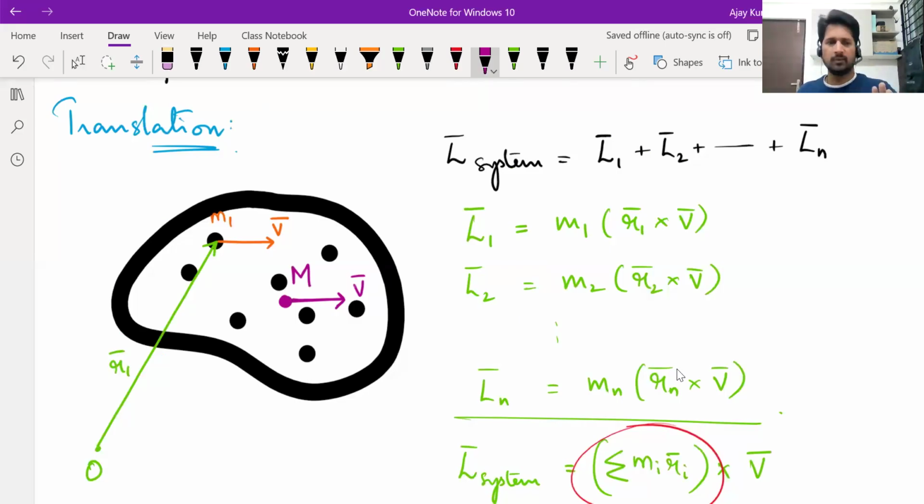Now, those of you preparing for NEET, you don't have to bother so much about this derivation. But those of you who are preparing for JEE, mains or advanced, derivations are very important.